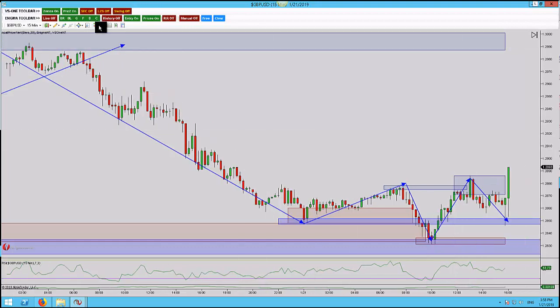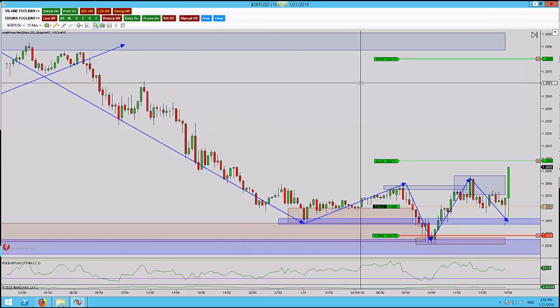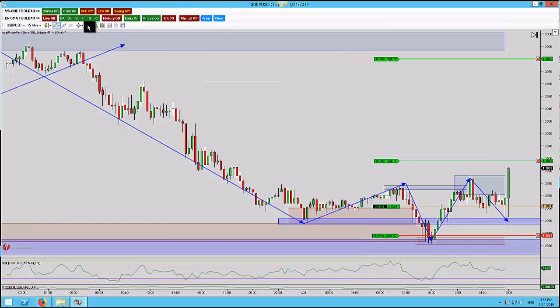Now as I drop down to the 15, I'm just going to bring back on these orders because we're getting close to targets here. This happened very quick. Oh, wrong one.